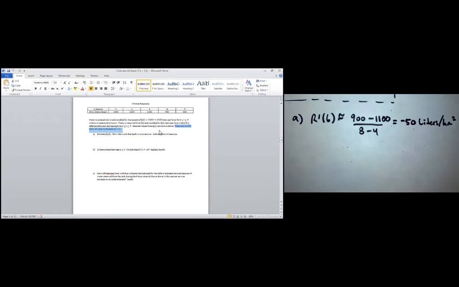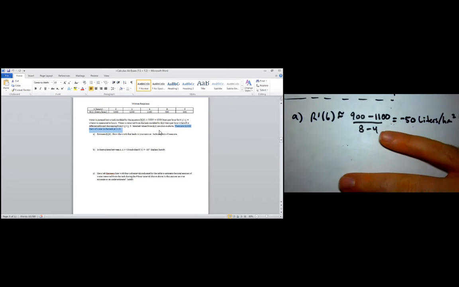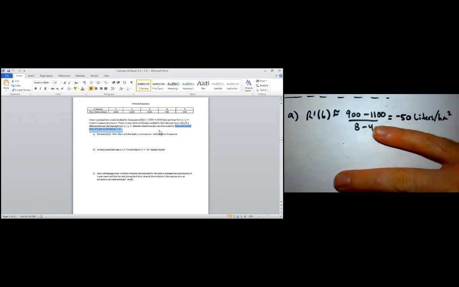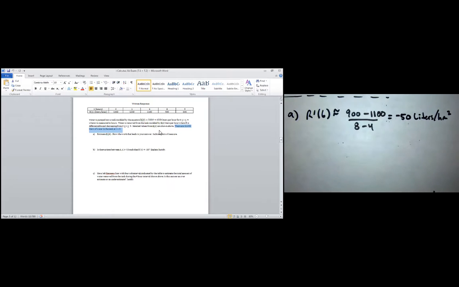Any questions on part A? You could just leave it as 900 minus 1100 over 8 minus 4, or what is it? Liters per hour squared. Yeah, you should be able to. The only reason I don't is everything I do is just based on the answer.